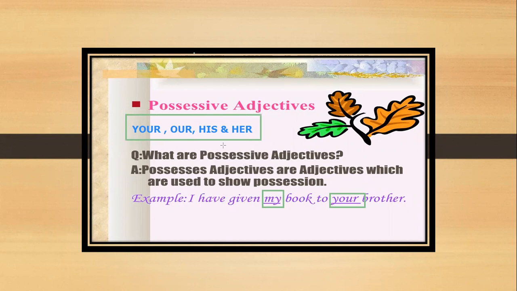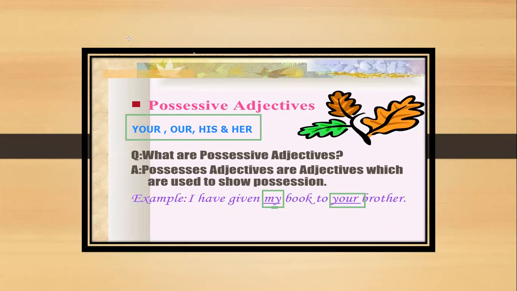I have given my book to your brother. So this sentence is showing the possession which belongs to you basically, that you have given your book to your friend's brother. So in this sentence, the word my, as I have written some of the words mentioned above, these are basically the common words in the possessive adjectives.